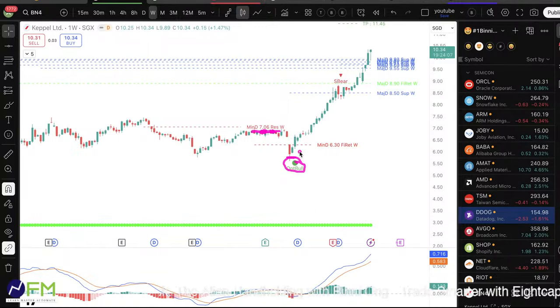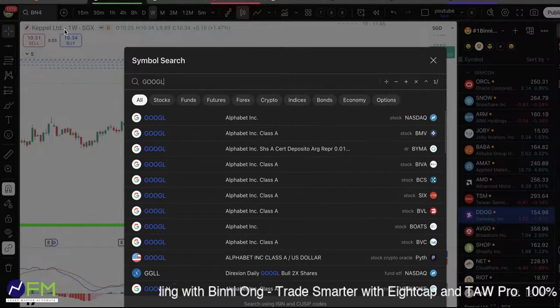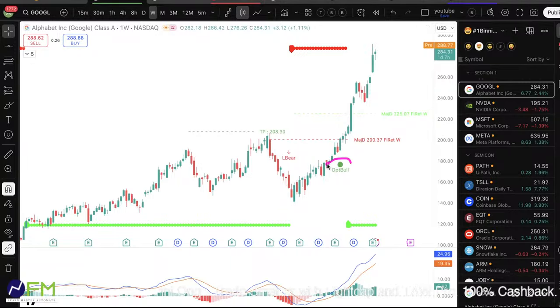All right. Alphabet Google. Google is also something that I own in my portfolio. It's also something that was being scanned. We do have that scanning alert here. And yes, Google, I highlighted to my community when it was here. That means the moment before it even happened, I already highlighted it to the community.